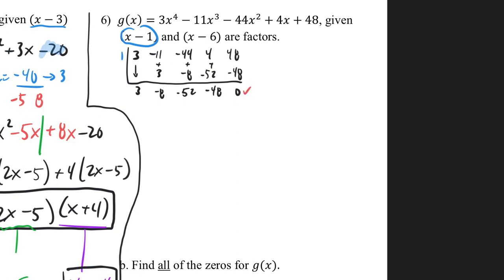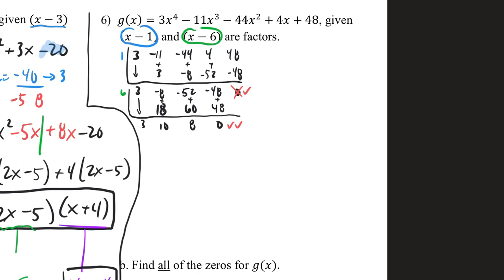And I'm going to go ahead and drop another box. And I'll bring this 6 over here. So 6. First number drops straight down. 3 times 6 is 18. 18 plus negative 8 is 10. 10 times 6 is 60. Oop, right, cross that guy out. Negative 52 plus 60 is 8. 8 times 6 is 48. 0. So, double check.